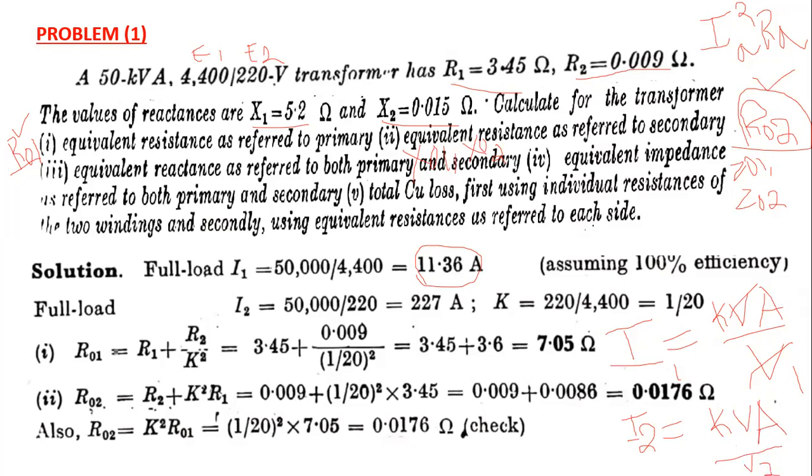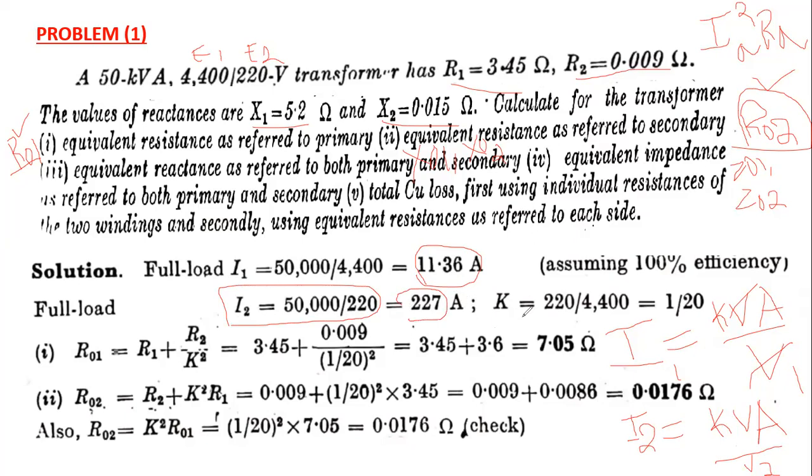What is the rating of that kVA? That is 50,000 by V2, which is 220. Therefore, I2 is equal to 50,000 by 220, and we obtain 227 amperes.